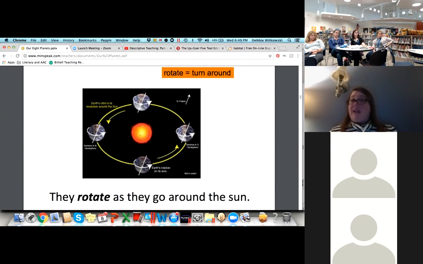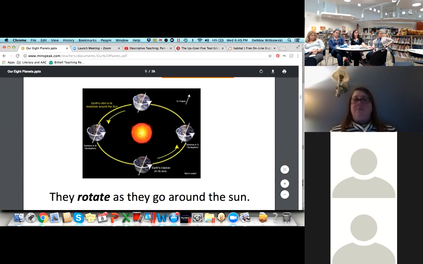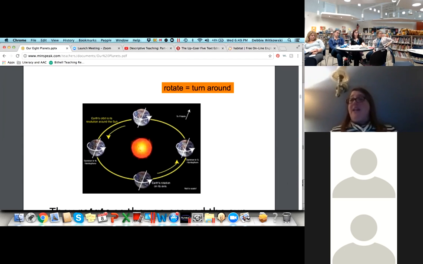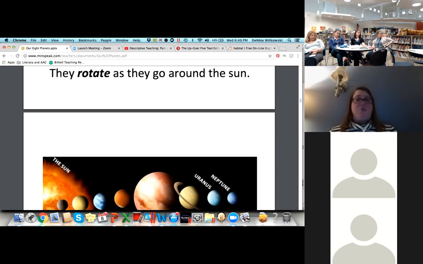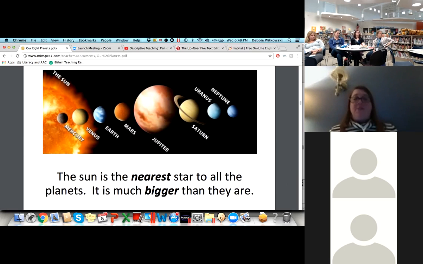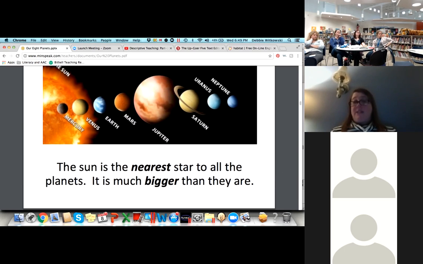They rotate as they go around the sun. Rotate equals turn around, or I might say turn around on itself, or turn around itself, or go around itself, because rotate is that internal kind of around your own axis movement. Okay, and then the whole rest of this particular booklet that Gail developed is about superlatives. So the sun is nearest, superlatives and comparatives, and it's bigger than the rest of the planets.